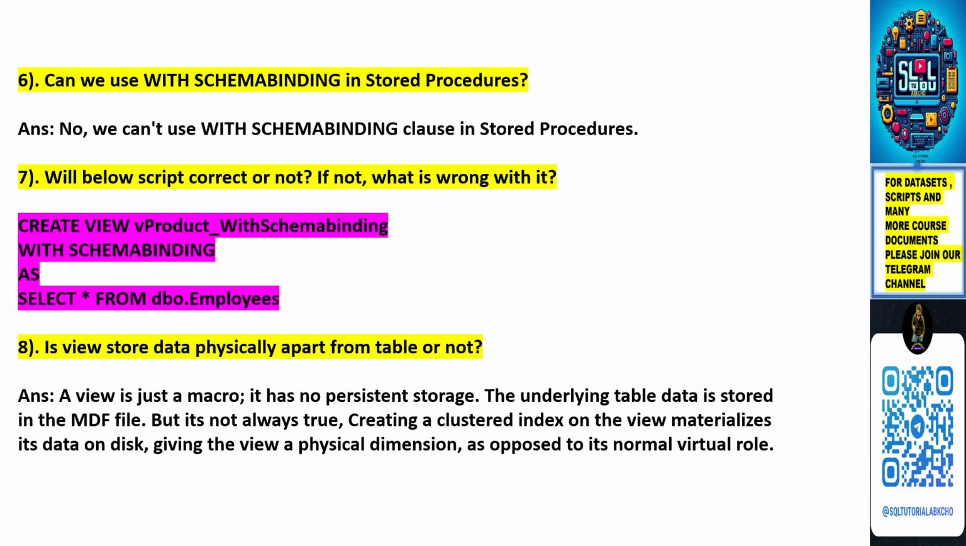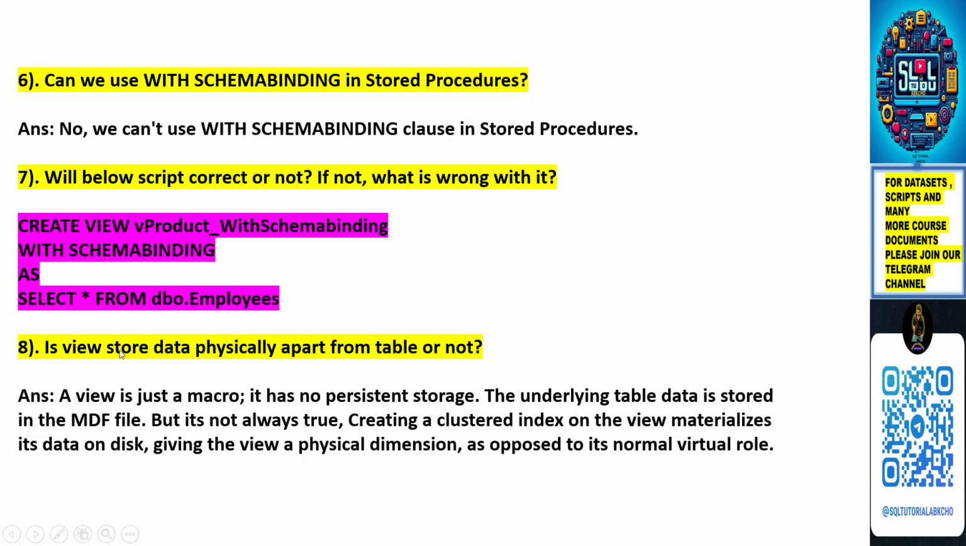Is the below script correct or not? If not, what is wrong with it? Basically the script is: create view, then the view name, with schema binding, as select star from dbo.employees. The two-part name has been given, but the query is wrong because it has used select star. In schema-bound views, we cannot directly use select star. We need to mention the column names. Once this theoretical part is completed, we will move on to SSMS and check why this particular query is wrong and how to correct it.